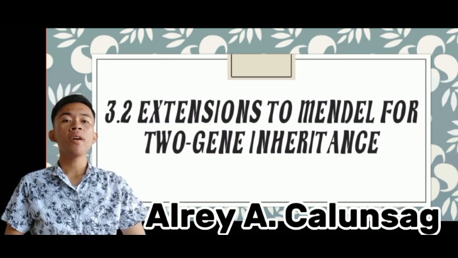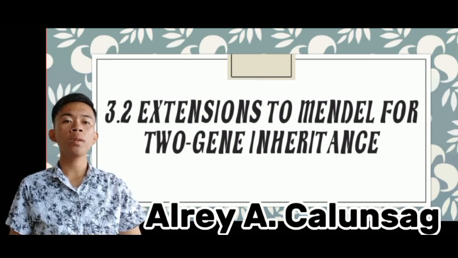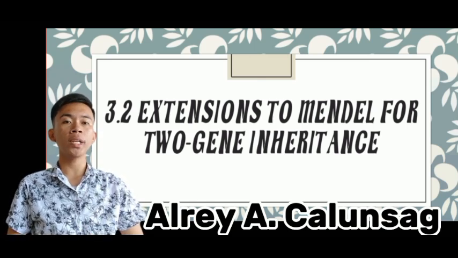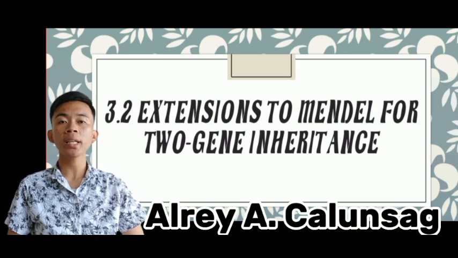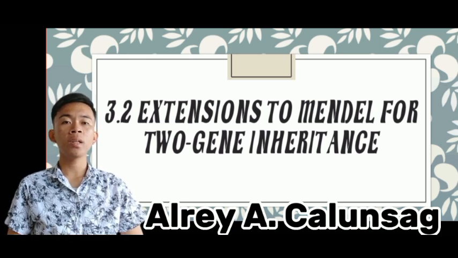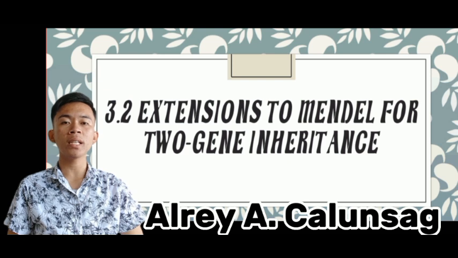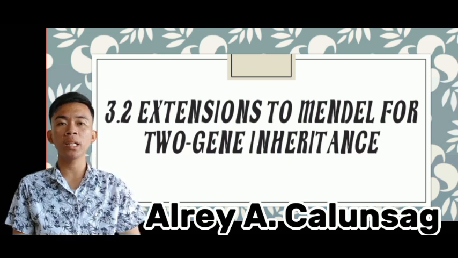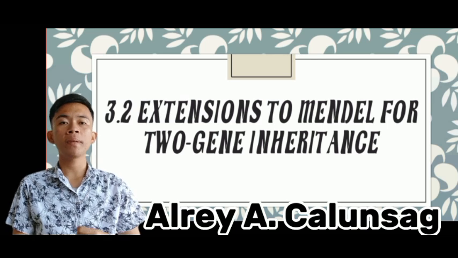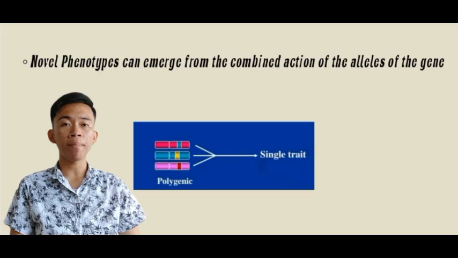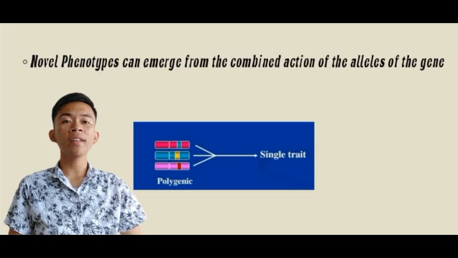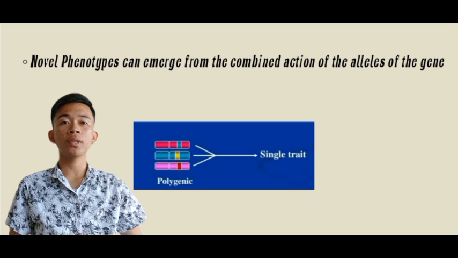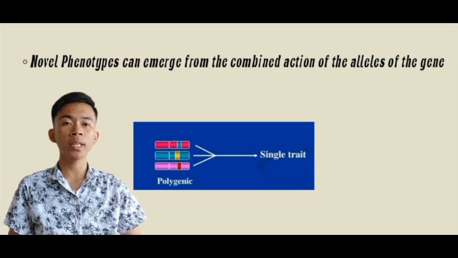Learning objectives. First, conclude from the results of crosses whether a single gene or two genes control a trait. Second, infer from the results of crosses the existence of interactions between alleles of different genes, including additivity, epistasis, redundancy, and complementation.